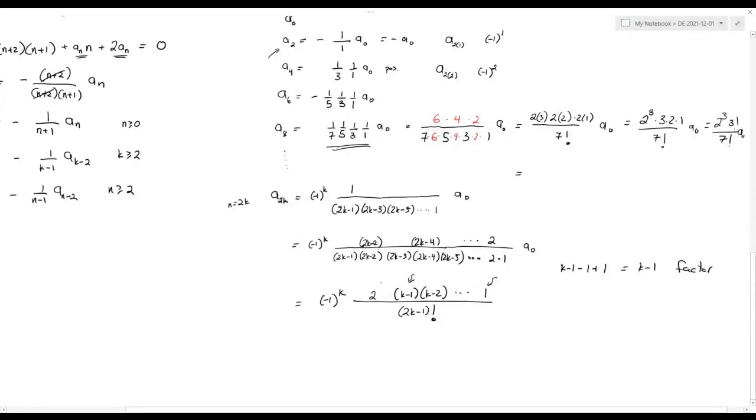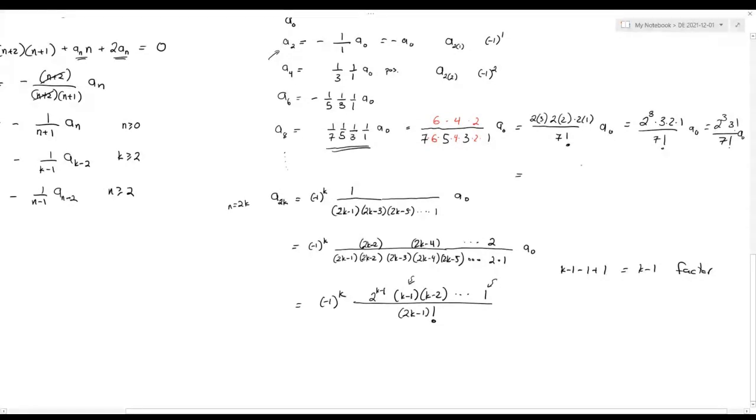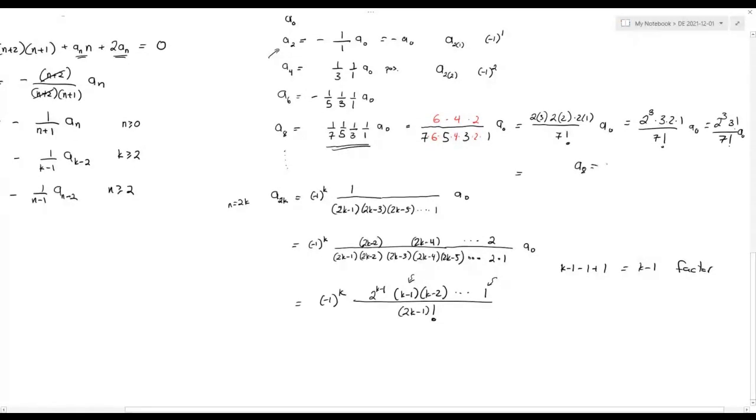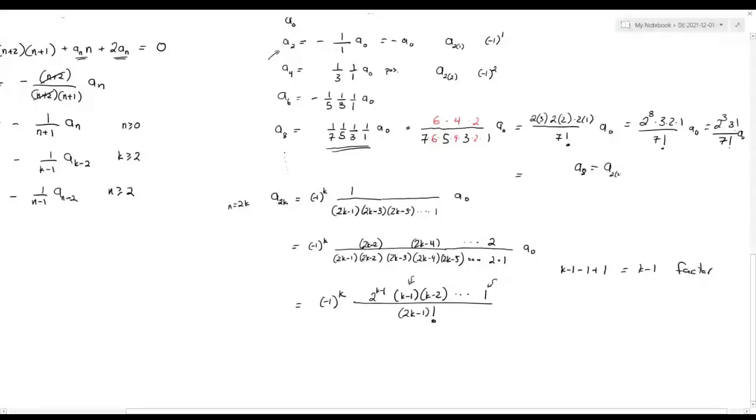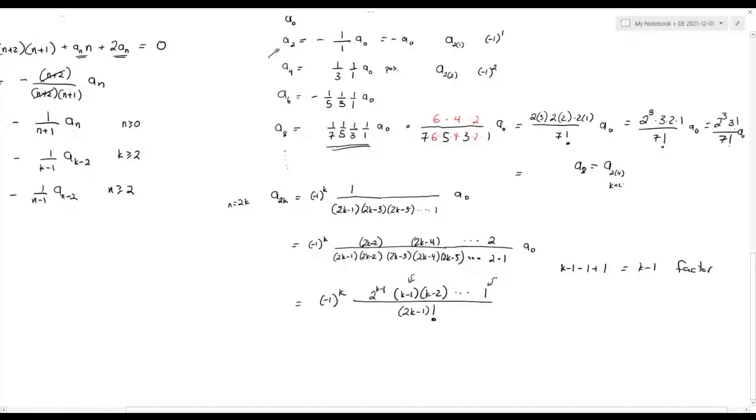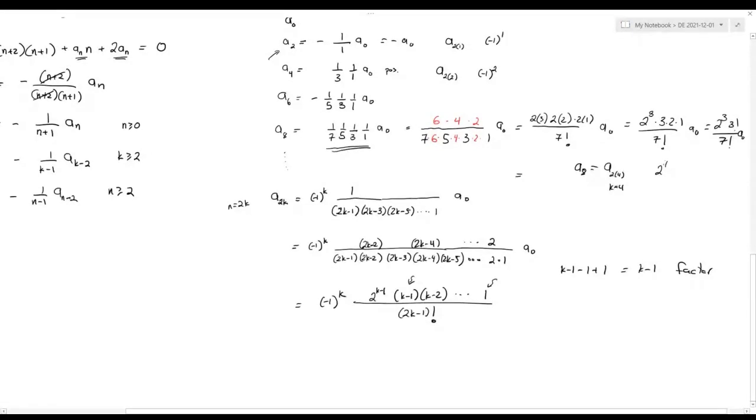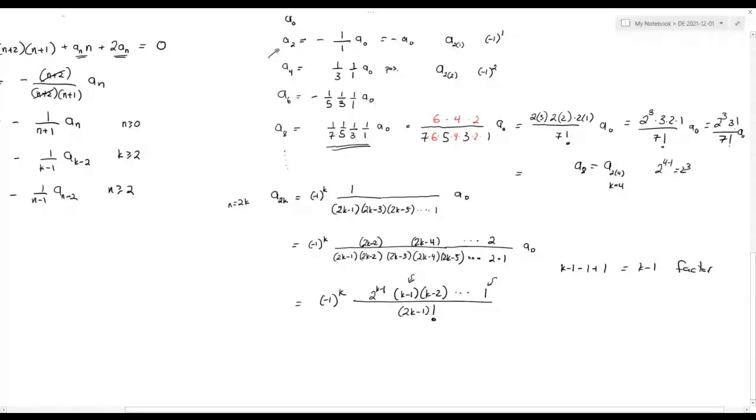So this would be 2 to the k minus 1. And we'll confirm that that works here. So a sub 8, for example, right? That's 8 is 2 times 4, so k equals 4. And so we should get 2 to the 4 minus 1, 2 cubed. And that's exactly what we see, so it works out.